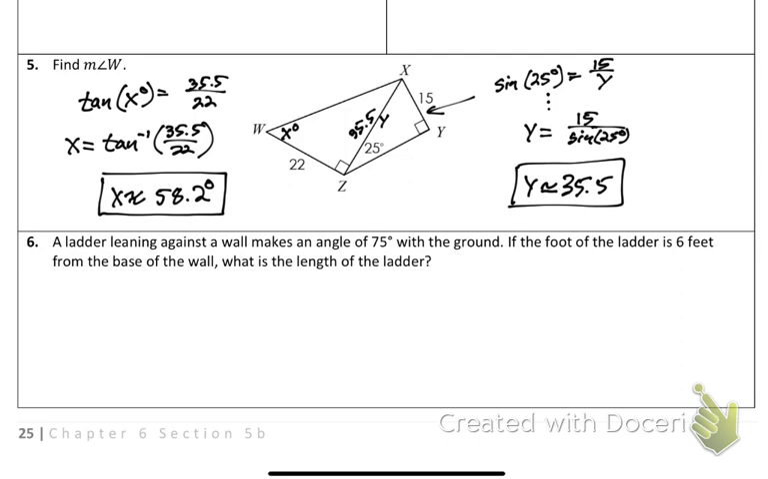All right, then we have one last thing. Word problem. A ladder leaning against a wall makes a 75-degree angle with the ground. So that's going to be kind of important. So we have a wall of some sort. We have the ground. And then we have a ladder. I don't know how to draw perspective on this. We'll say this is my ladder.